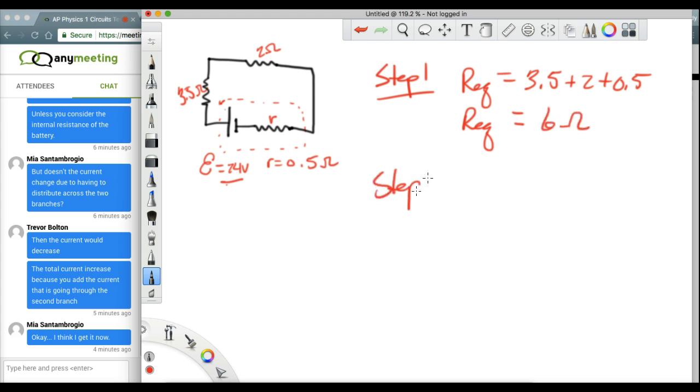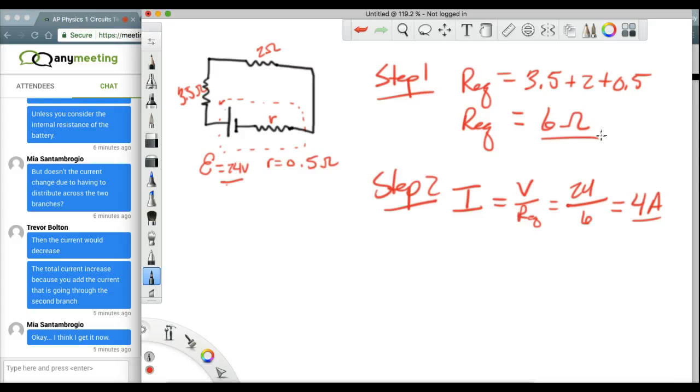Step 2, find the total current of the circuit, which is going to be the voltage divided by the equivalent resistance. The voltage of the circuit is the 24 volts. It's been a long night. The 24 volts divided by the 6 ohms, which comes out to be 4 amps. Good. Okay, Ms. Zamzo, I got step 1 and step 2 down. I'm a pro at that. Now, how do I answer this question?